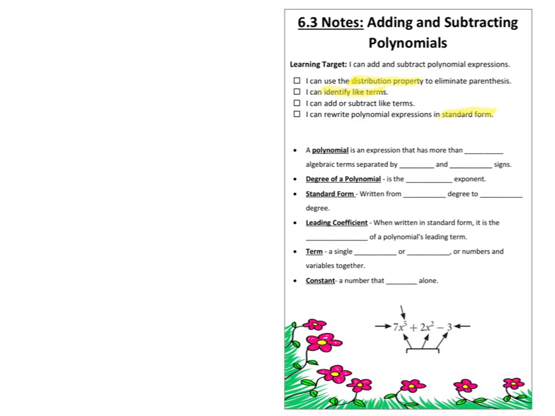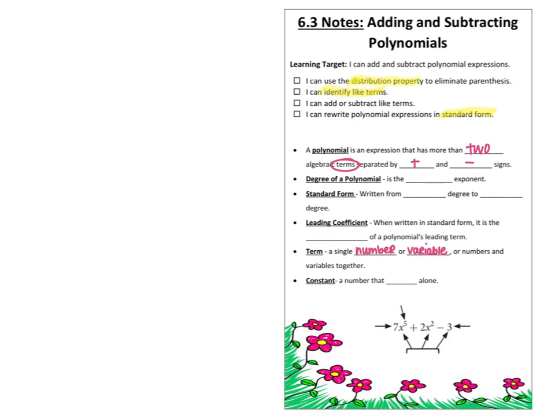So let's get started. First of all, a polynomial is an expression that has more than two algebraic terms separated by addition or subtraction signs, so by plus and minus signs. Instead of writing addition and subtraction, I just wrote plus and minus. You can write what you want. So what the heck is a term? I'm going to skip down here and fill in what a term is.